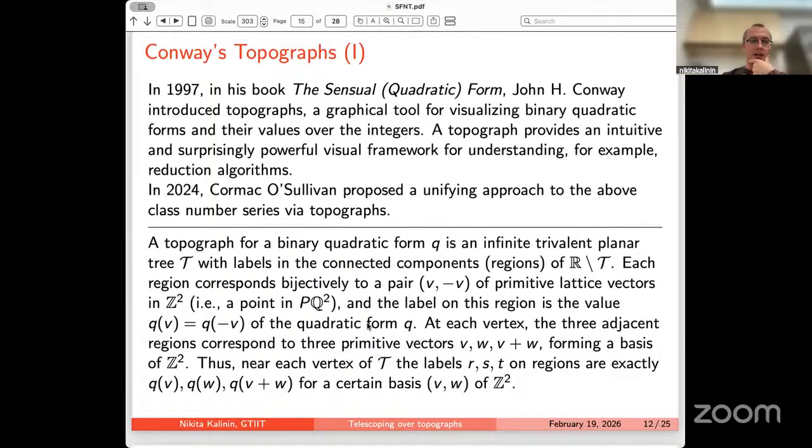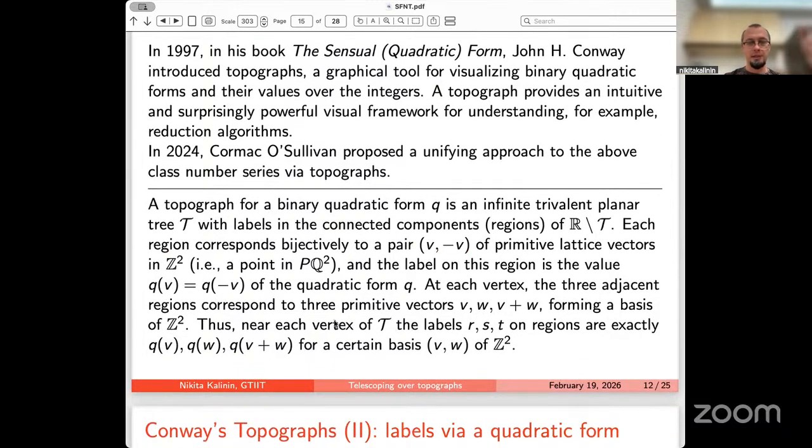Then we impose the condition that at every vertex, we have 3 adjacent regions because our tree is 3-valent. And these 3 regions correspond to 3 primitive vectors such that each 2 of them form a basis of Z squared. And then the labels on the 3 regions will be exactly Q of V, Q of W, Q of V plus W for a certain basis V, W of Z squared. So this will also remind us of the terms in these telescoping formulas.